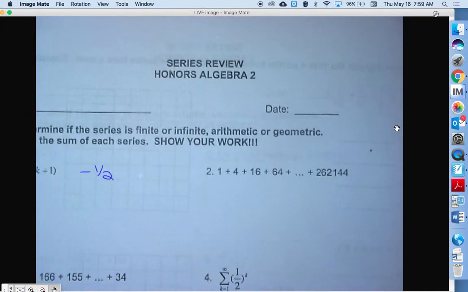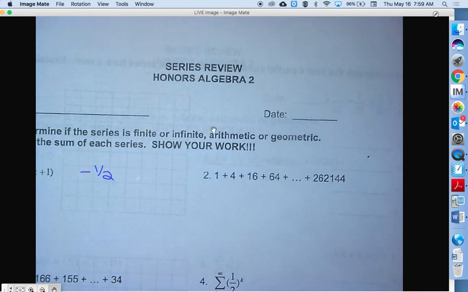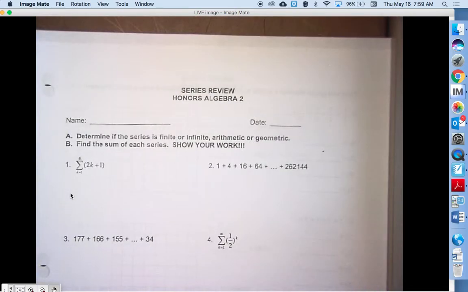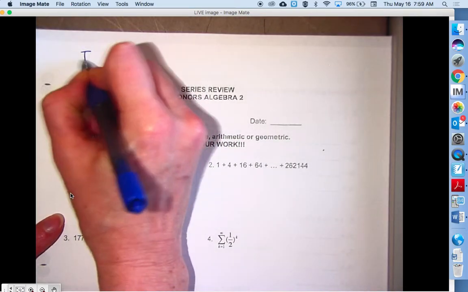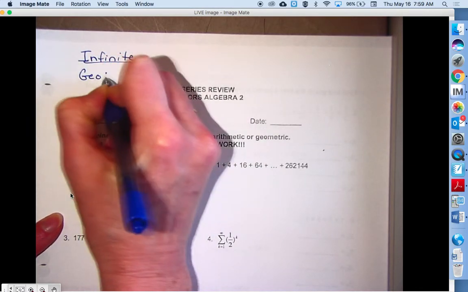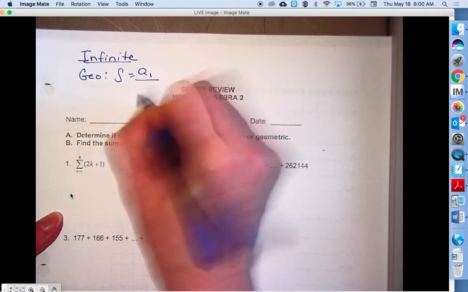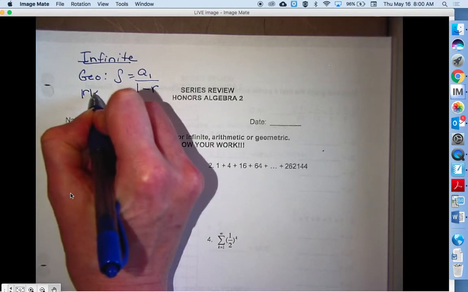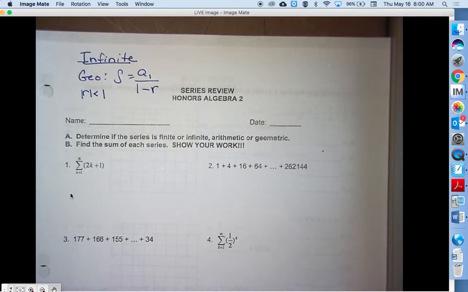So at the top of the worksheet, I suggest that you write those formulas up there so that you have something to look at, something to start memorizing. There's a little bit of space at the top. So we have the infinite. It must be geometric, and the formula for the sum is the first term over 1 minus r. So when it's infinite, it must be geometric. And then remember the absolute value of r has to be less than 1. If it's arithmetic, there is no sum.